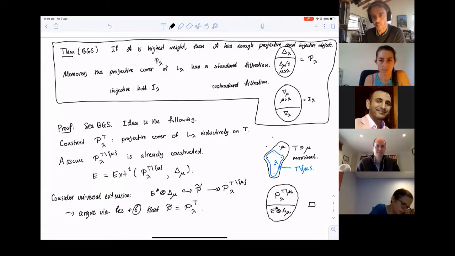Okay, so this BGS construction is really beautiful. You can do a dual argument for constructing injective objects, and you can also do a similar argument for constructing tilting objects. So it's a very nice argument to get used to.